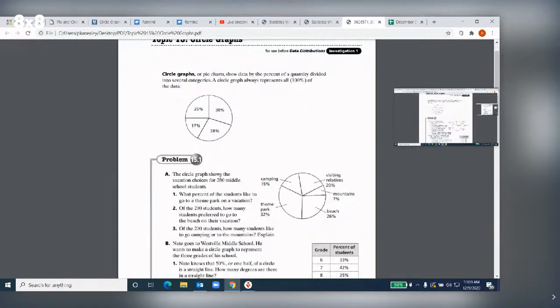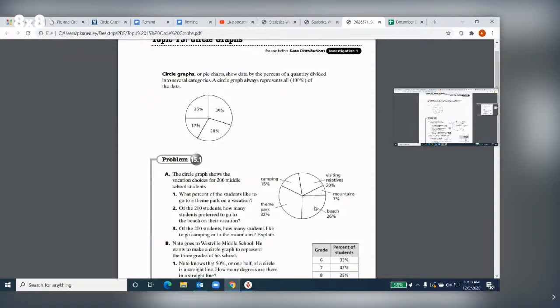It says the circle graph shows the vacation choices for 200 middle school students. They did a survey of 200 middle school students about what their vacation choice would be. Okay. So number one, what percent of the students like to go to a theme park on a vacation? If we look at theme park right here, it's going to be 32%. Okay. Pretty straightforward. Of the 200 students, how many students preferred to go to the beach on their vacation?